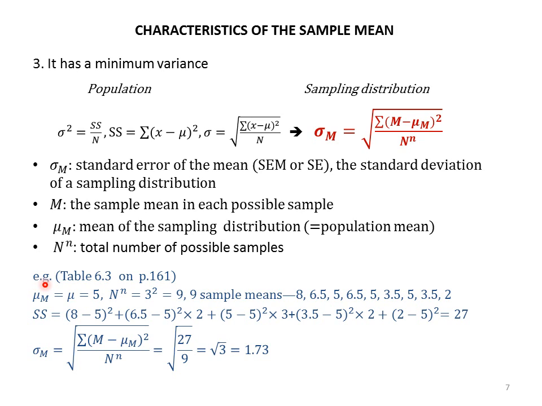Here's the example from our textbook. The mean of the sampling distribution is 5, and the total number of possible samples is 9. And then 9 sample means are listed here. So first we calculated the sum of squares, which is 27, and then we get the standard error. It is 1.73.